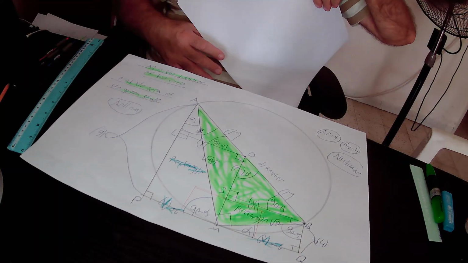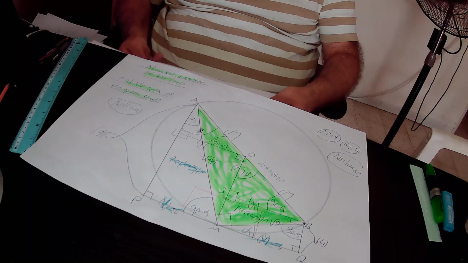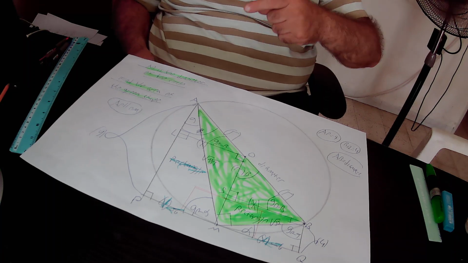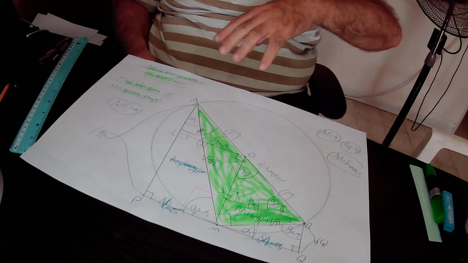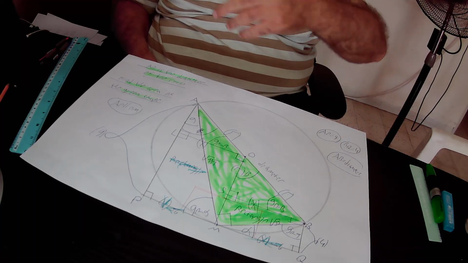The second question, our task is to find out the area of this green shape. The green shape is showing triangle AB, so we have to find out the area of triangle AB. In the drawing, we have a circle.